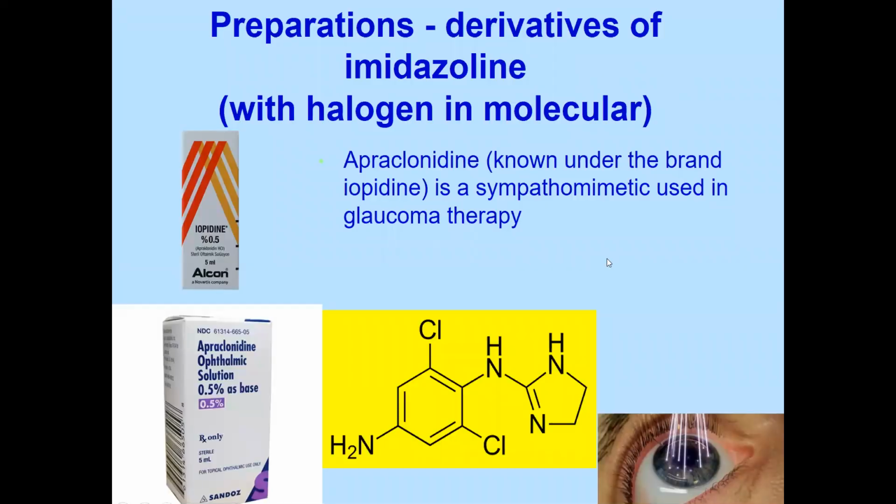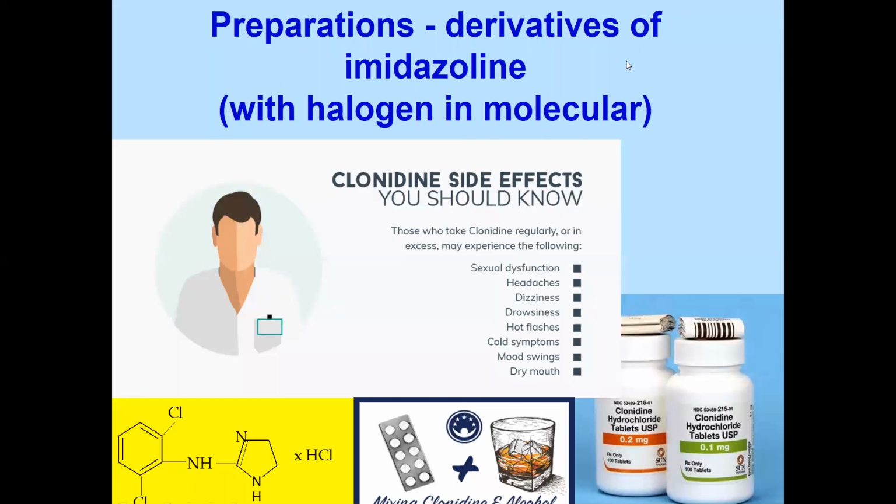Preparations, derivatives of imidazoline, with halogen in the molecule. Apraclonidine, known under the brand Iopidine, is a sympathomimetic used in glaucoma therapy. Preparations, derivatives of imidazoline with halogen in the molecule. Clonidine side effects you should know.